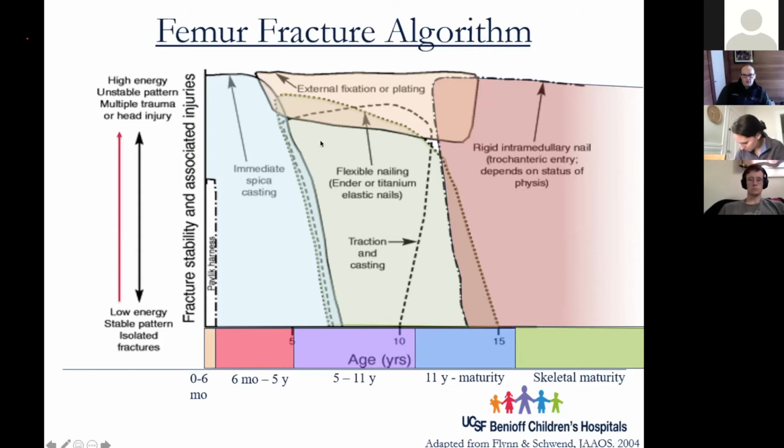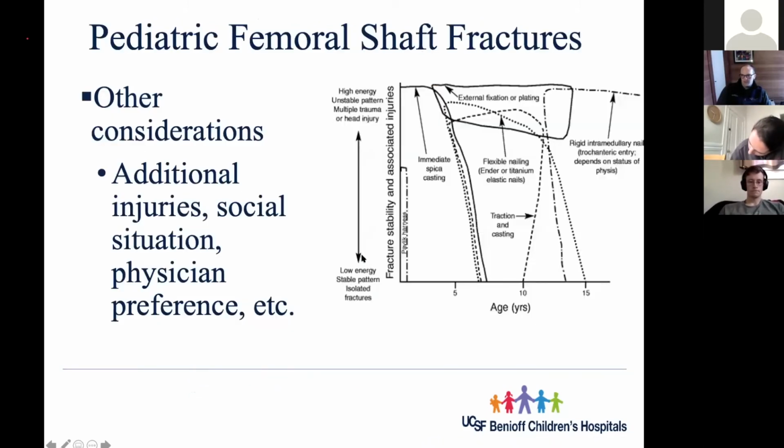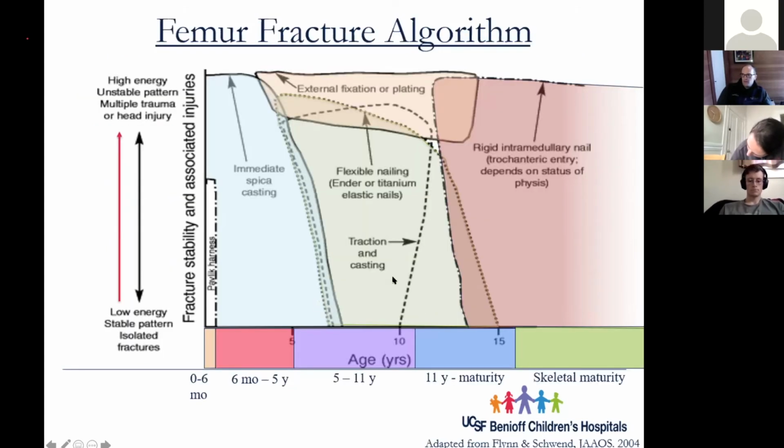For the bulk of the lower energy injuries, and in particular the stable patterns, so a transverse or short oblique fracture, using flexible nails is a really good option. We'll talk more about that because that is a distinctly pediatric fracture management. Rigid intramedullary nailing becomes an option once the trochanteric apophysis is more skeletally mature, typically no lower than 10 years old, but usually at 11 to 12 years old and up, where we use a trochanteric entry nail and do a more classic intramedullary rod.